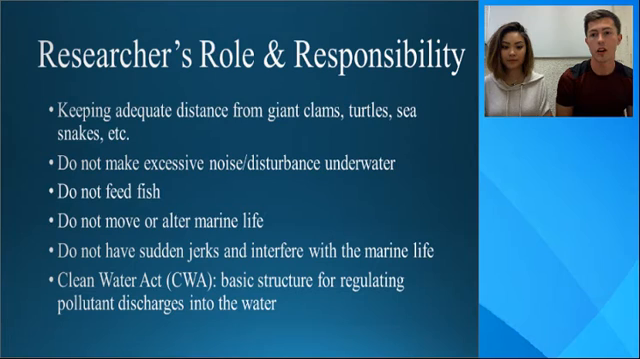Do not feed fish and alter the marine life. Is essentially the same thing. You're just going to disrupt the life around them. And sudden jerks and interference with marine life is also screaming, I have a gun 2.0. And the Clean Water Act is there to let you know that we can't use the ocean ground as our dump.